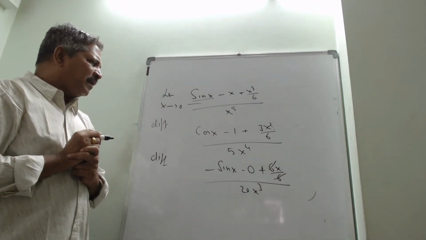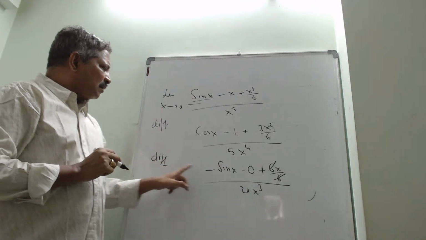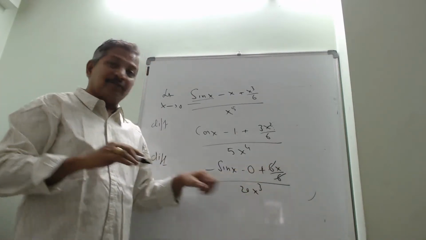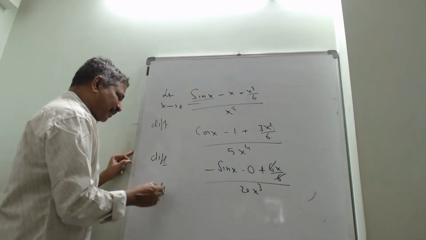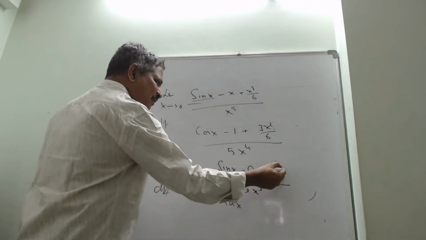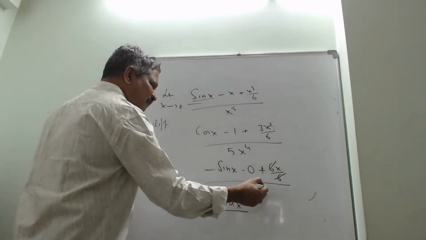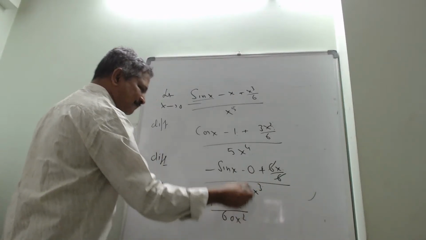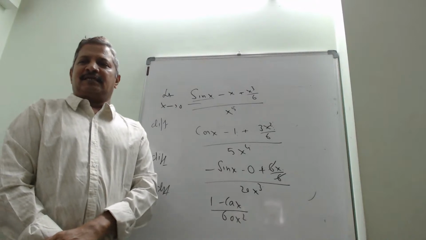So now if we take again sin 0, 0 by 0 again, 0 by 0 another time, 3 times minus sin, derivative cos x. x derivative 1, I will write here. 2 times 3 is 6, 6x square. Yes, we reduced to our standard formula.